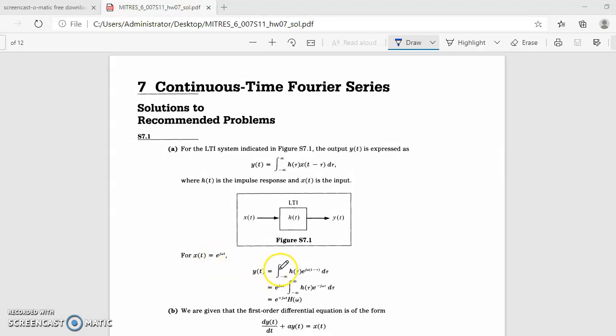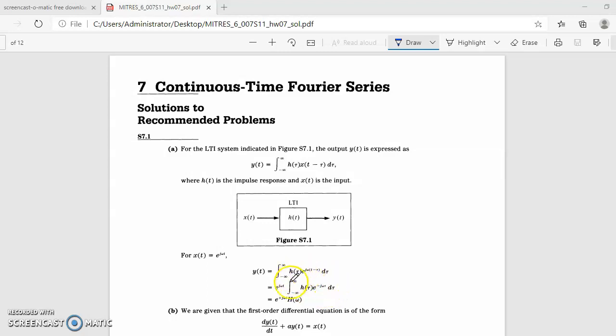So y of t is equal to the integral from minus infinity to infinity of h of tau e power j omega, since x of t is nothing but e power j omega t, with the delay element, so t minus tau, d tau. So e power j omega t times the integral from minus infinity to infinity of h of tau, splitting this term, e power minus j omega tau d tau.